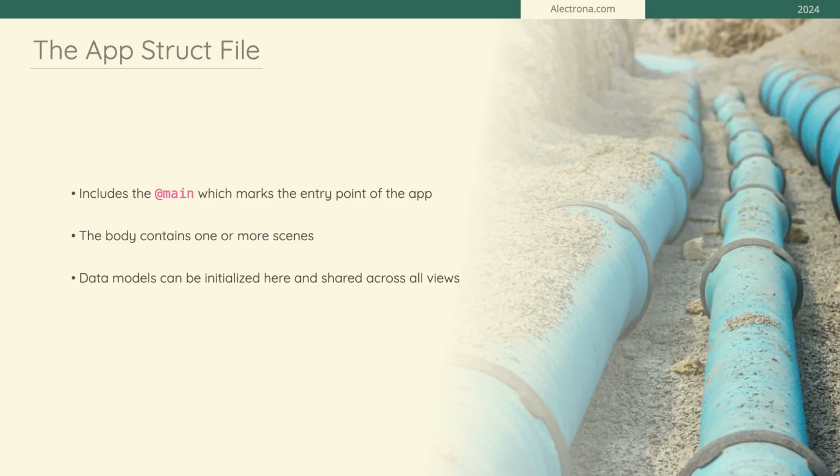A data model can be used to initialize in that app struct file to handle background tasks and things that are not related specifically to the user interface itself. And that app struct file is typically named after the app. Whatever you put in that field where you name the app, it's typically that plus App. So if you actually named it Intro to SwiftUI app, this file is going to be named Intro to SwiftUI app, just so you know.